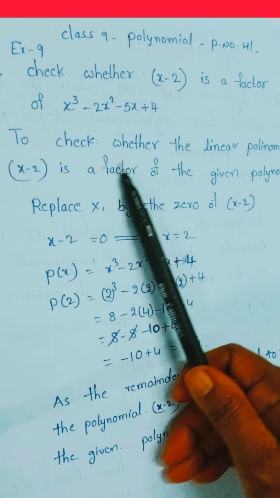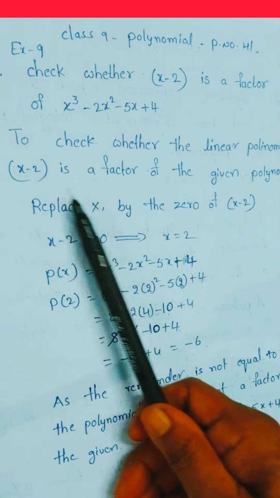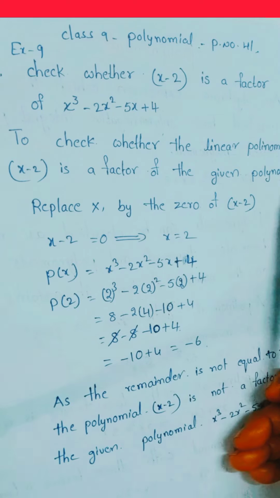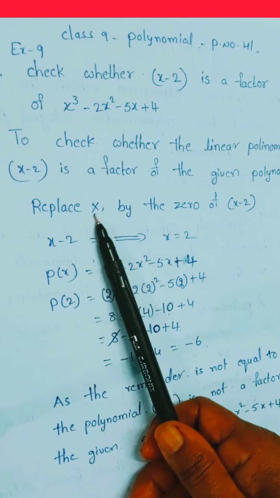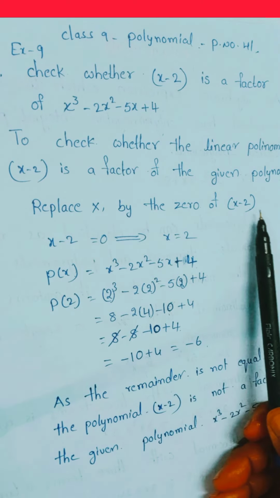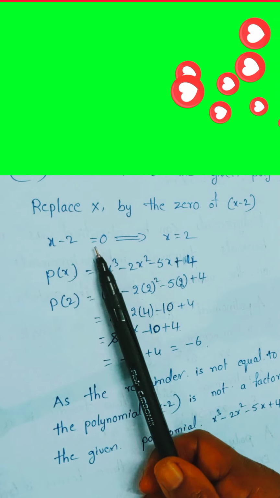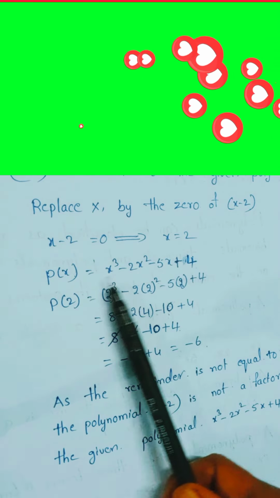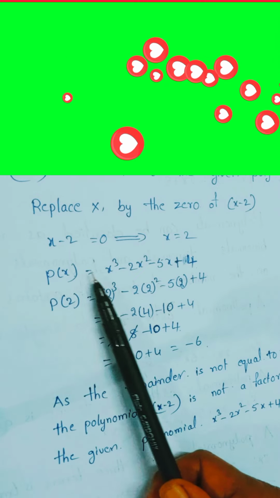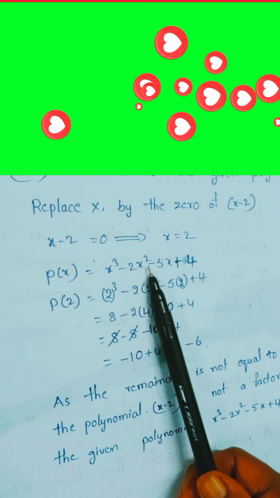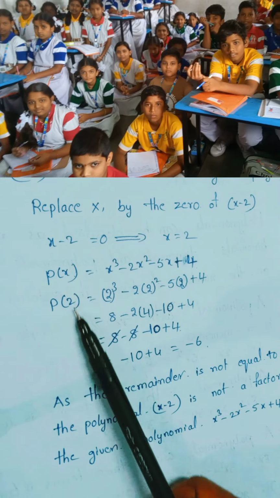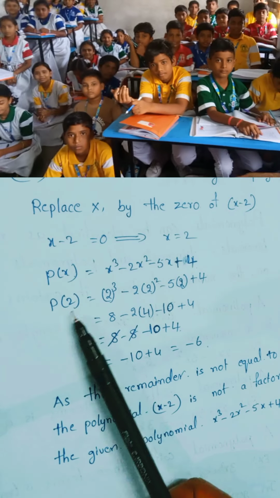Now we check it. To check whether the linear polynomial x minus 2 is a factor of the given polynomial, replace x by the zero of x minus 2. x minus 2 is equal to 0, then x is equal to 2. Now this is the question. P of x is equal to x cube minus 2x square minus 5x plus 4. In this, in x's place, we can write 2.